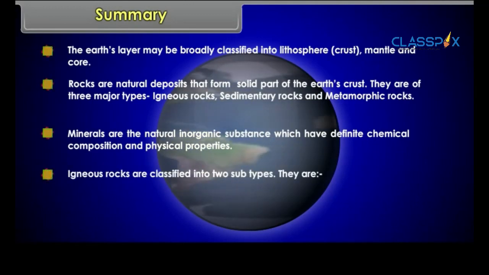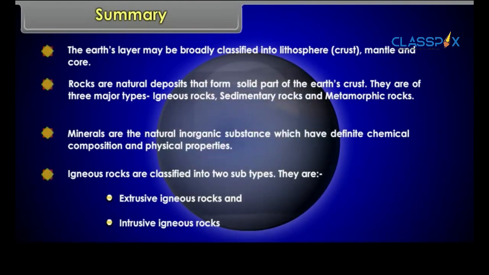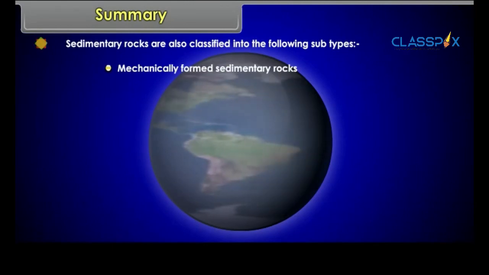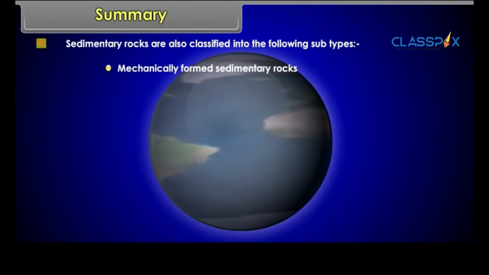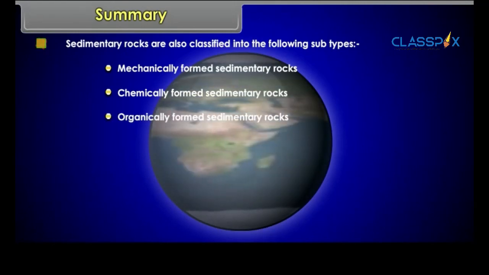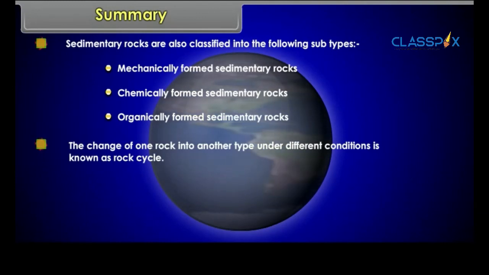Igneous rocks are classified into two subtypes: extrusive igneous rocks and intrusive igneous rocks. Sedimentary rocks are also classified into the following subtypes: mechanically formed, chemically formed, and organically formed sedimentary rocks. The change of one rock into another type under different conditions is known as the rock cycle.